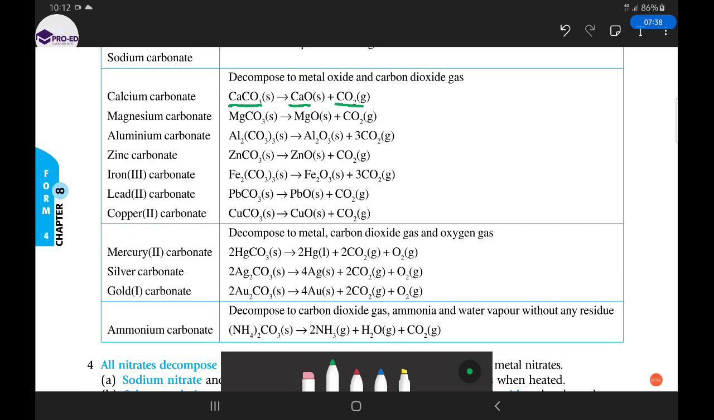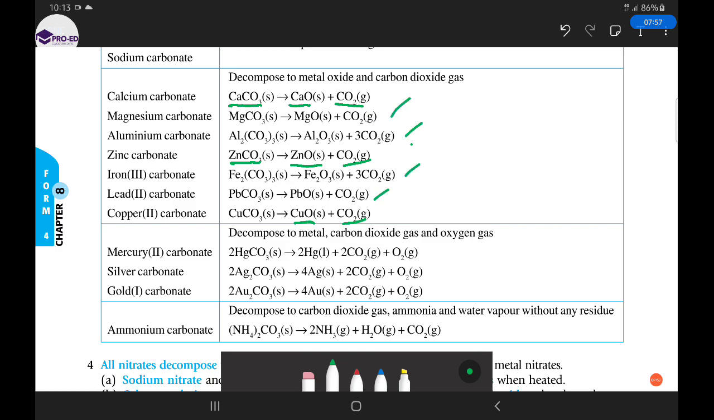Let's take something in the middle. Zinc carbonate, so automatically should be what? It forms zinc oxide and carbon dioxide. Let's check. Yes, zinc oxide, carbon dioxide. The last one, copper 2 carbonate. So copper 2 carbonate, heat it up, will form copper 2 oxide and what? Carbon dioxide. So you see, it is given there, and every other one would follow the same trend.